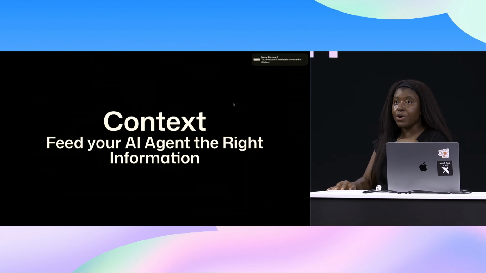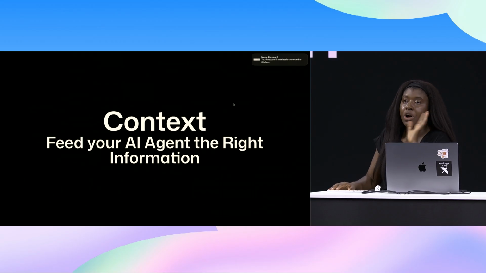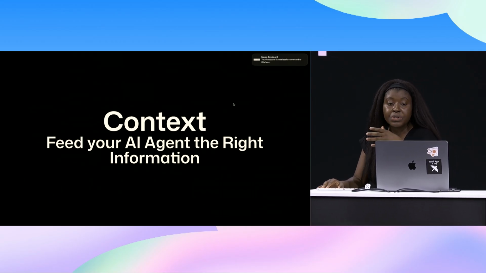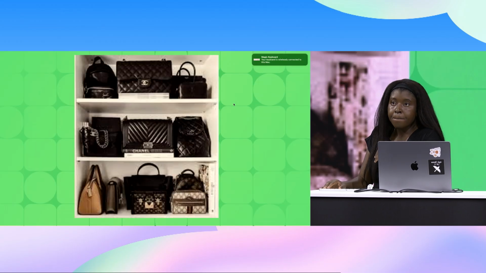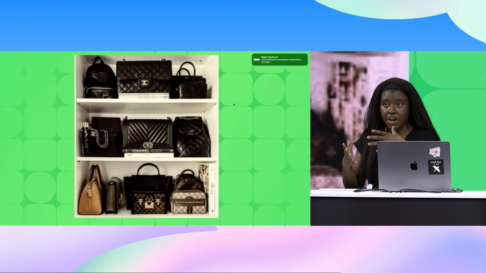Now let's talk about context. Even though you might have the most powerful LLM combination ever, you still need the right context and information to get to your AI agent. So here's an illustration of why context matters.